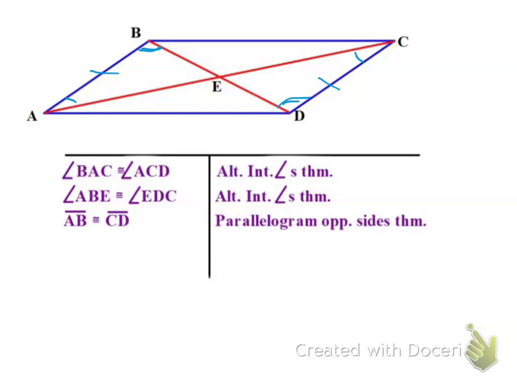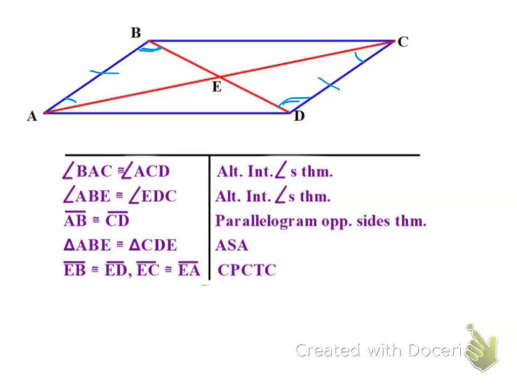So now look at these triangles. We've got three pairs of parts congruent, and that gives us congruent triangles. In this case, our triangles are congruent by angle, side, angle. And once again, just like we had before, if the triangles are congruent, then those other two sides are also going to be congruent by CPCTC. Corresponding parts of congruent triangles are congruent. So what that means is BE is congruent to ED, and AE is congruent to EC.